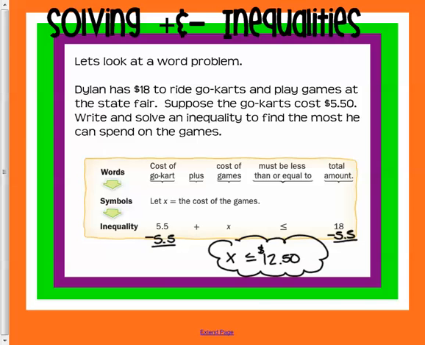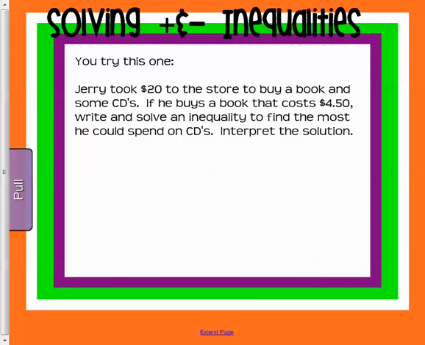Okay, now I'm going to let you try one. Jerry took $20 to the store to buy a book and some CDs. If he buys a book that costs $4.50, write and solve an inequality to find the most he could spend on CDs. And then make sure you interpret the solution, okay? I will be back in just a second to show you what I did.